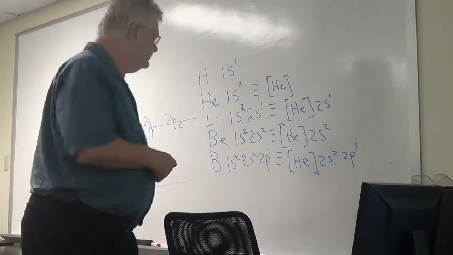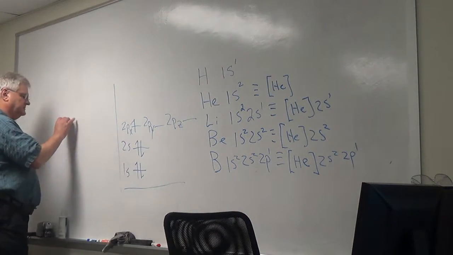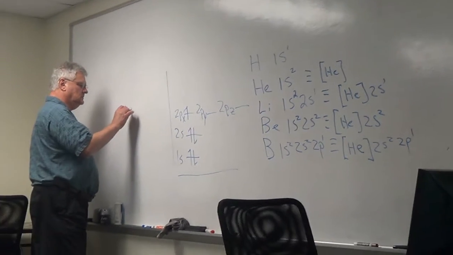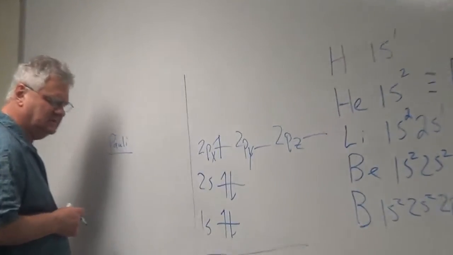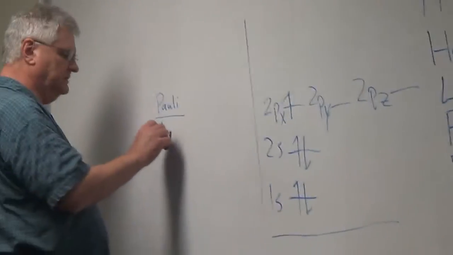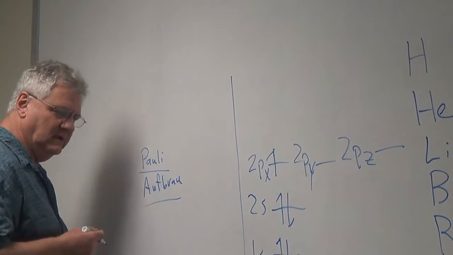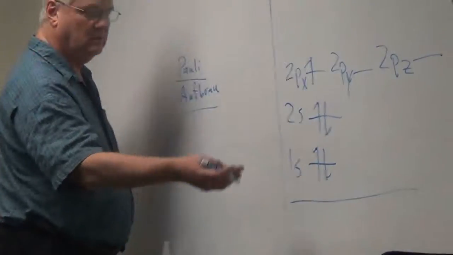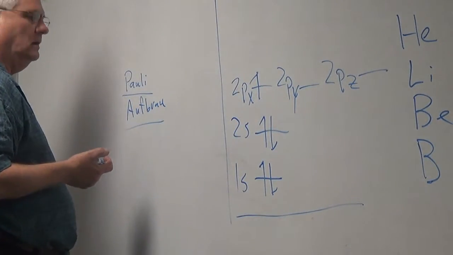Now, two rules we mentioned. One was the Pauli exclusion principle, where every electron in an atom has to have a unique set of quantum numbers. We've also mentioned the Aufbau principle, which just means building up, and that's what we're doing now. We're assigning electrons from the lowest energy, working our way up.